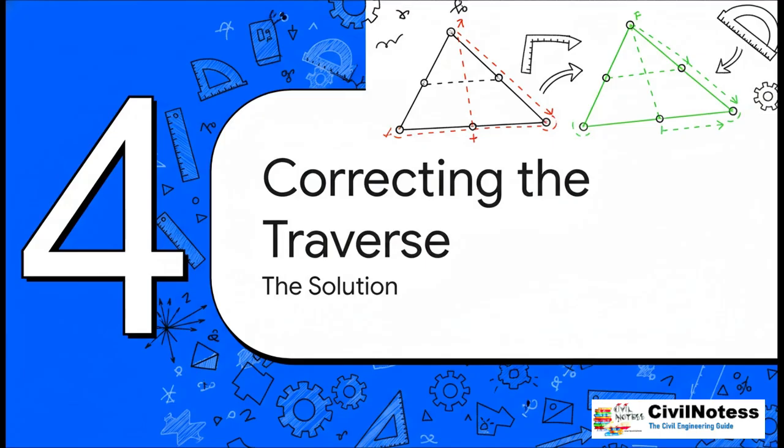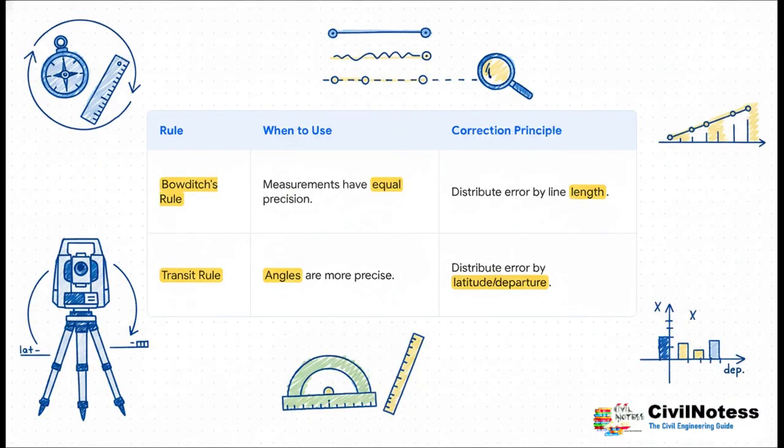Now for the satisfying part, the solution. How do we tweak our measurements to get rid of that error and make the whole thing close perfectly on paper? We've got two main ways to do this, and knowing when to use which one is a classic exam question. So listen up. First, there's Bowditch's rule.